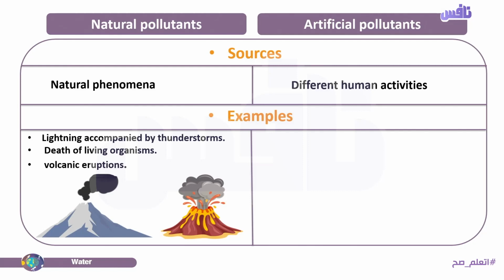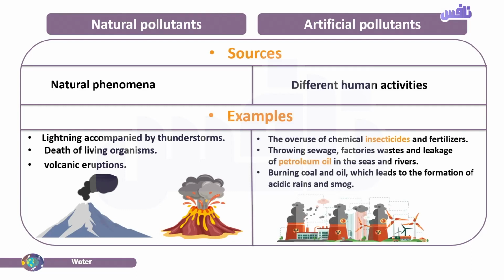Example about the natural phenomena like the lightning accompanied by the thunderstorms. Number 2, the death of living organisms. Number 3, volcanic eruptions. Example about the artificial pollutant like the overuses of chemical insecticides and fertilizers.